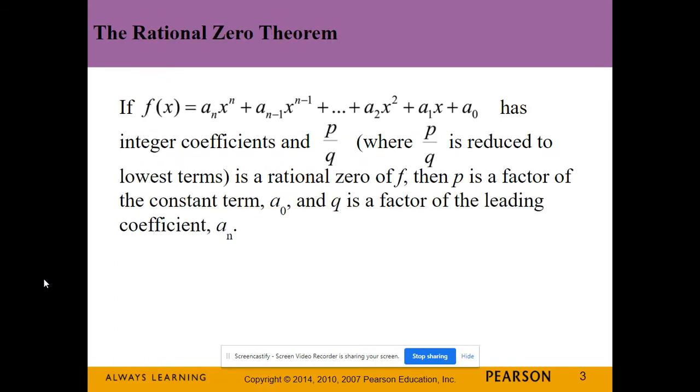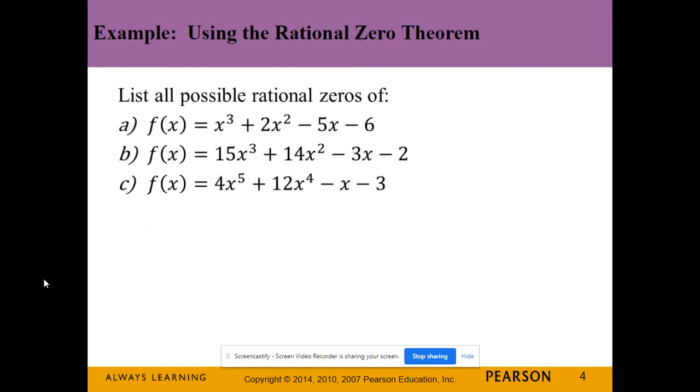All right, so the rational zero theorem. You can read all that. Basically, if you recall, the part that's important is P is a factor of the constant term, right? So whatever is the last term. And Q is a factor of the leading coefficient, so whatever is the first term. So the rational zero theorem says that if a function has a rational zero, then it's going to be a factor of P divided by a factor of Q. So let's take a look at that in practice.